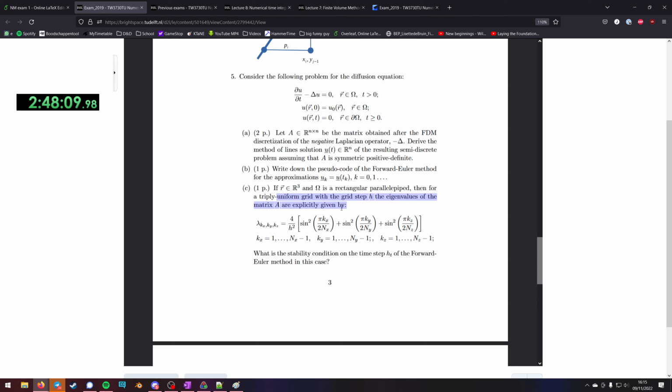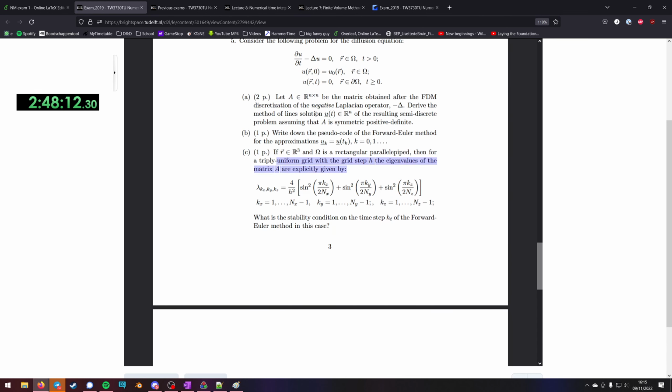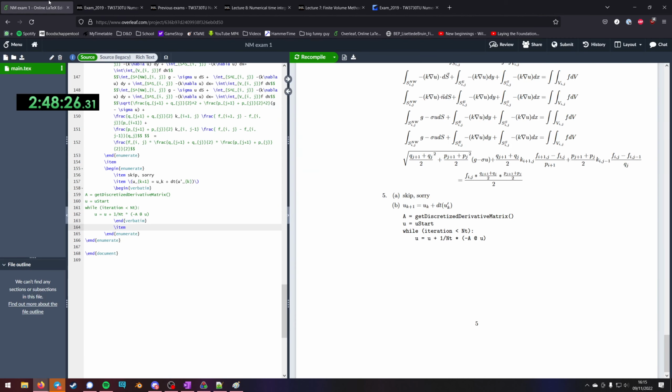Okay. I remember that the time step has to be smaller than 2 divided by max lambda, right? But I think we need to derive that. I have derived the stability before. It's that the absolute value of 1 minus h lambda has to be smaller or equal than 1.